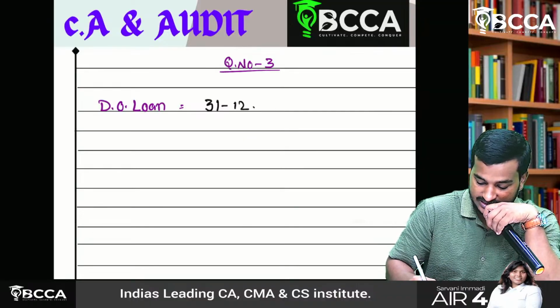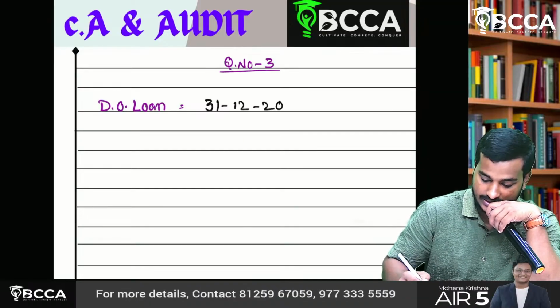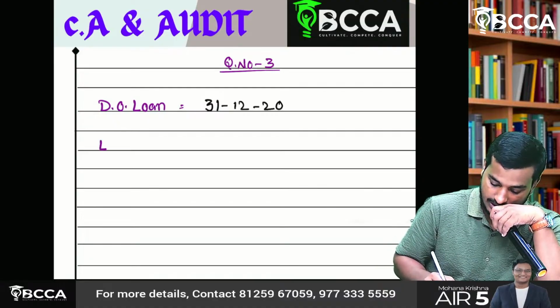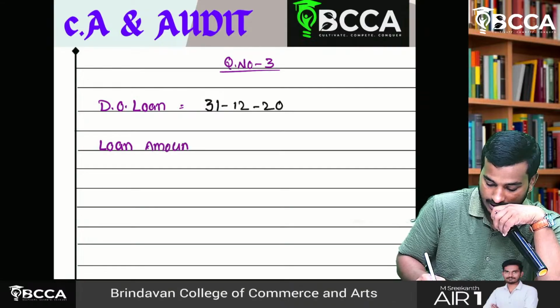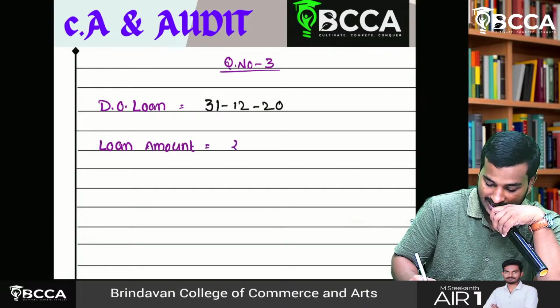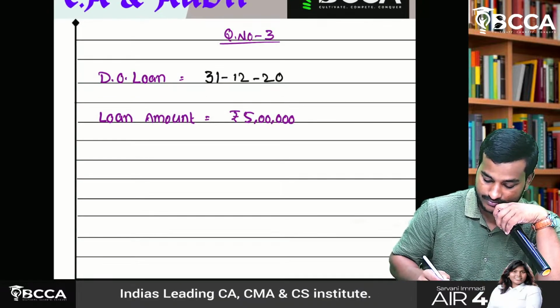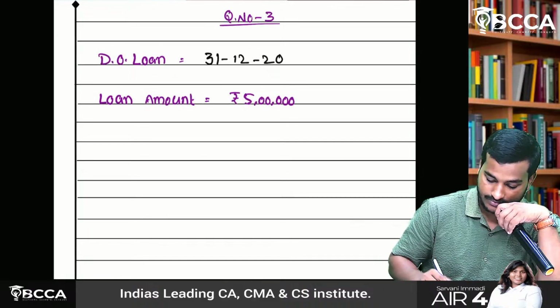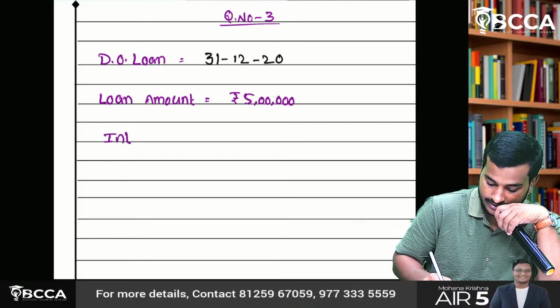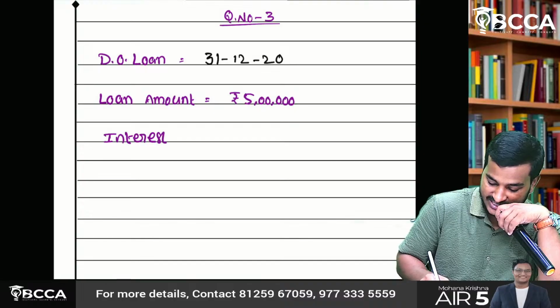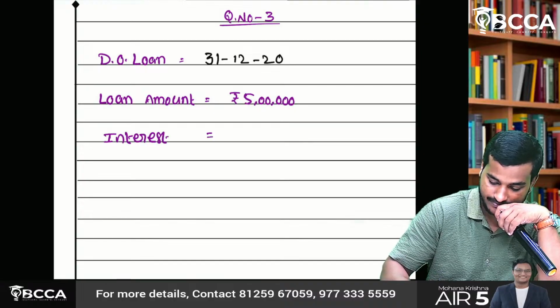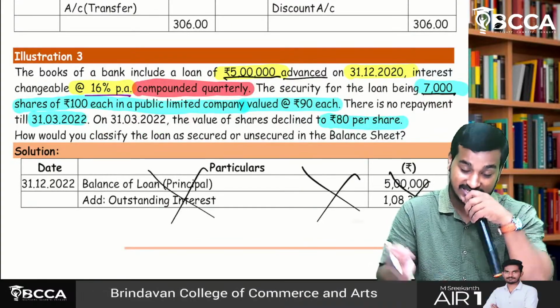31st December 2020. Next one, loan amount. How much? 5 lakh. Next one, interest. This is very, very dangerous. Listen. Interest is 16% per annum.